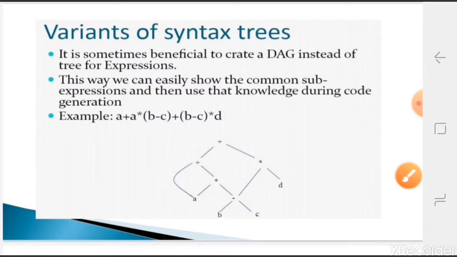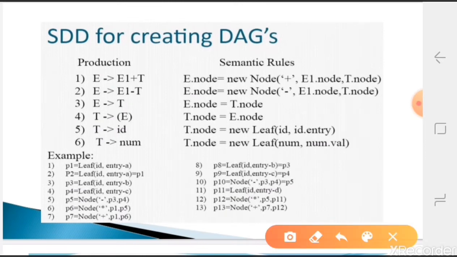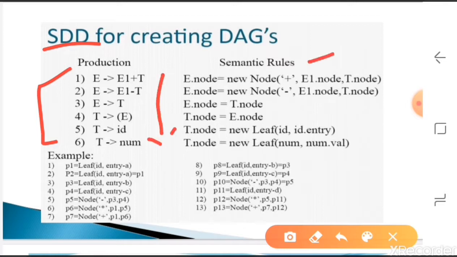How we write it, we'll check. We'll take one SDD. This grammar we have already studied, and the same grammar I'm going to take. E producing E plus T, E producing E minus T, E producing T, like that we have the grammar and the corresponding semantic rules. Here we have something new: we are creating a new node and a new leaf.